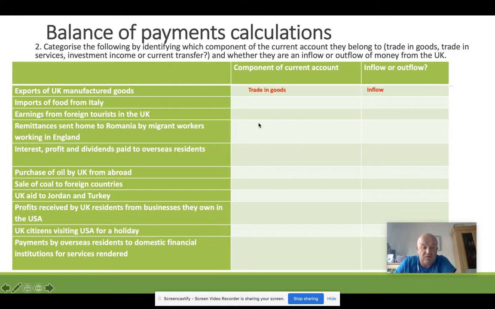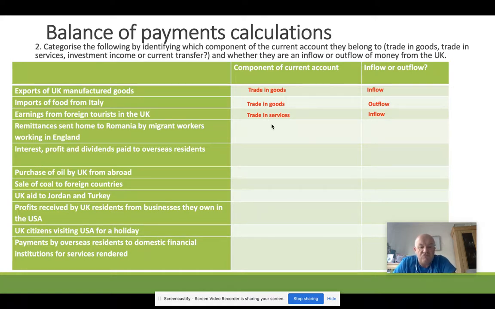What about imports of food from Italy then? In that case, we've got a trade in goods again, but that would be an outflow because we're importing goods from Italy. How about earnings from foreign tourists in the UK? That clearly is going to be a trade in services because it's a service that they're using. They're not receiving a product as such. They're coming and spending their money, and that would obviously be an inflow.